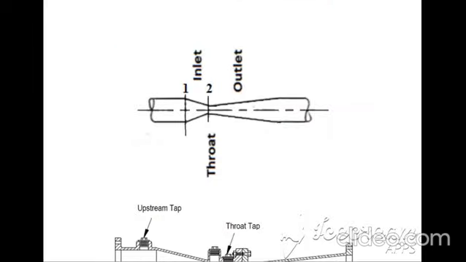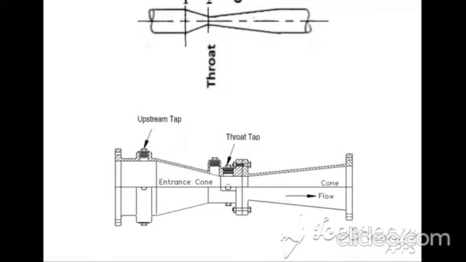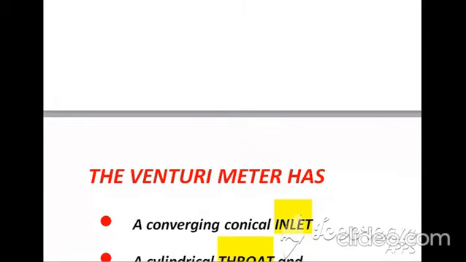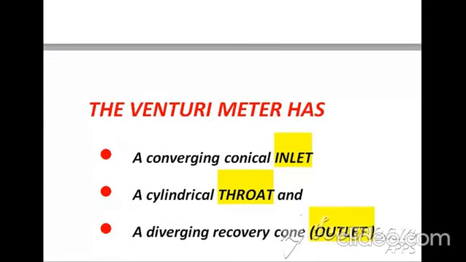If you observe the diagram of Venturi meter, then you can see that the meter consists of 3 parts, which are the inlet, the second one is the throat, and the third one is the outlet. If we explore these 3 parts, then Venturi meter has a converging conical inlet and a cylindrical throat and also a diverging recovery cone, which is called the outlet.